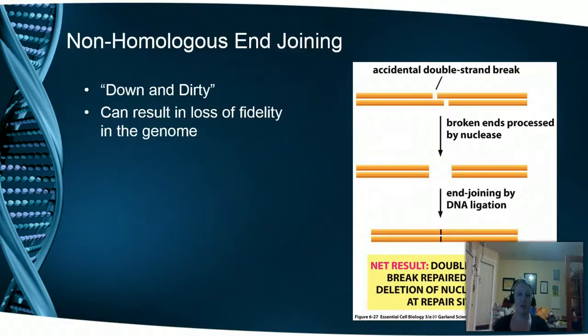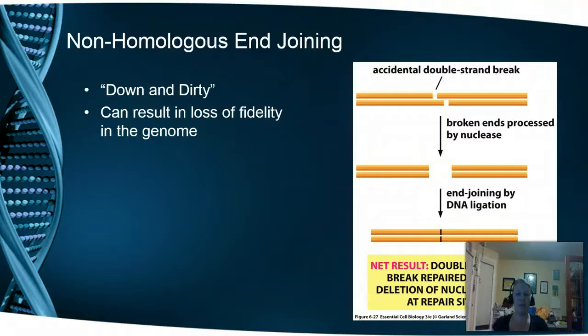All right, so the first one we're going to talk about is non-homologous end joining. In this case, we get our accidental double-stranded break, and this is the down and dirty method of fixing things. This can result in a lot of loss of fidelity within the genome. It's important to understand that this one will cause a significant amount of loss of DNA. And this may actually explain why we have a lot of junk DNA within our genome. Over the years and decades and generations, we've had these happen, and genes that may once have been functional are no longer functional because we've lost a section of the information.